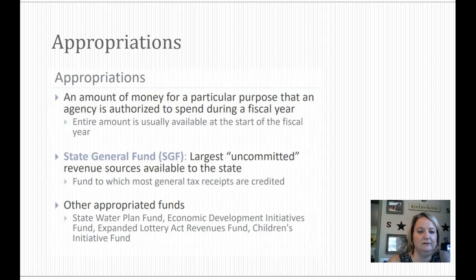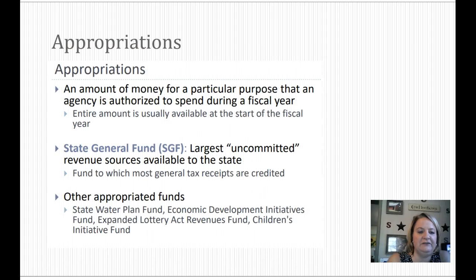Appropriations. Appropriations is an amount of money for a particular purpose that an agency is authorized to spend during a fiscal year. The entire amount is usually available at the start of the fiscal year. It is given to us at the beginning. July 1st is the first day of the fiscal year. It is given to us at the beginning of the fiscal year, and it is available for us to spend.